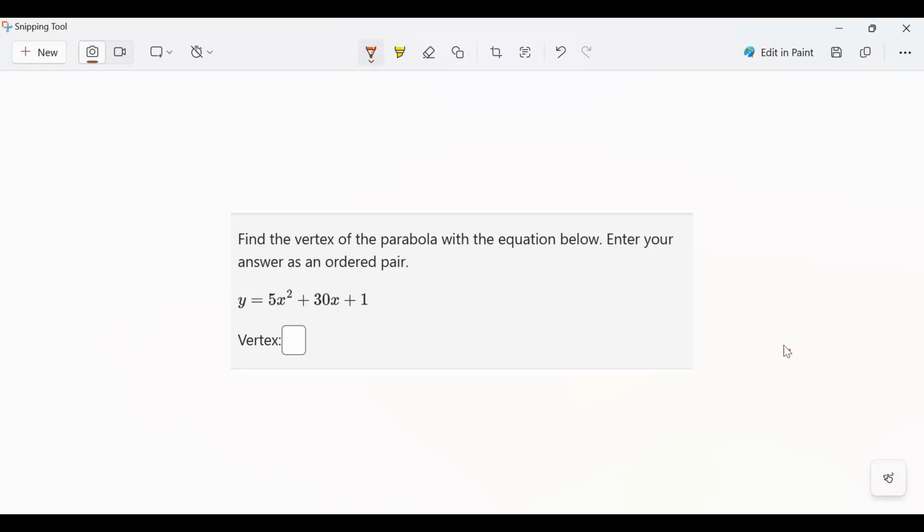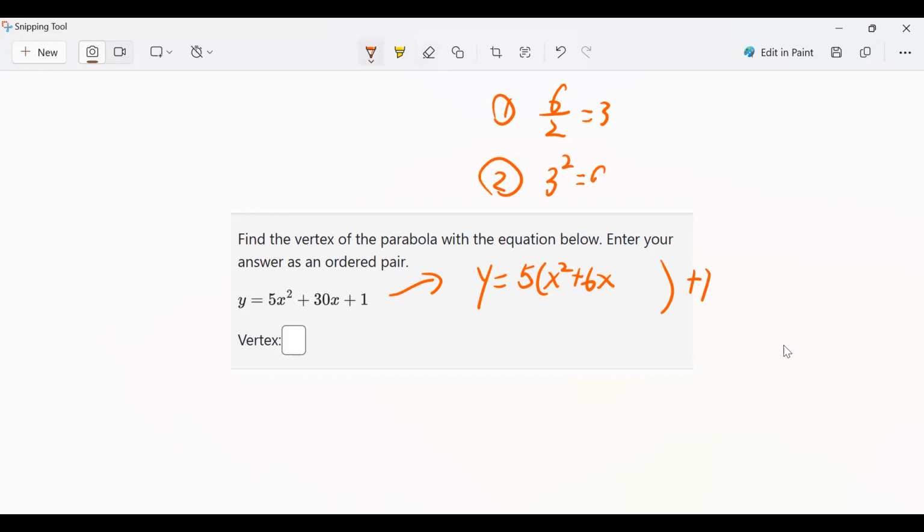Right, let's go over the solution here. Step one, we just factor out the 5. So x squared plus 6x, leave some space over there. We're going to get the number to complete the square. The number is 6 over 2, which is 3. Let's square that: 3 squared is 9. So again, we are adding 9.